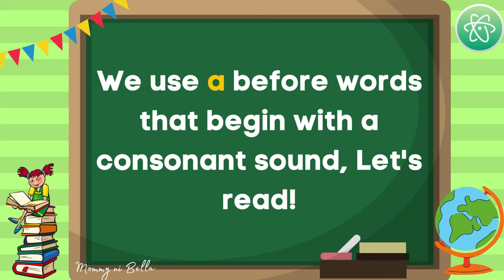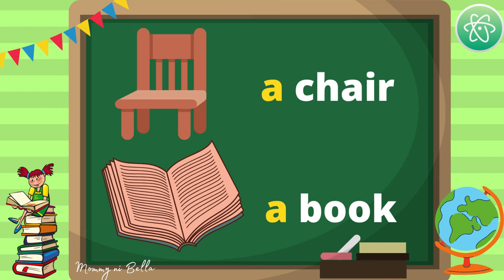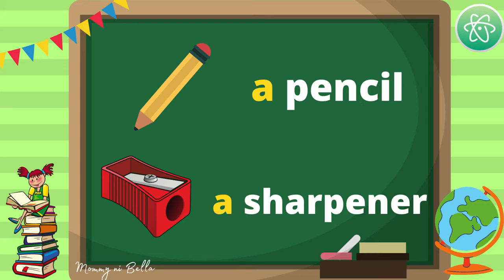We use A before words that begin with a consonant sound. Let's read. A flower. A basket. A chair. A book. A pencil. A sharpener.